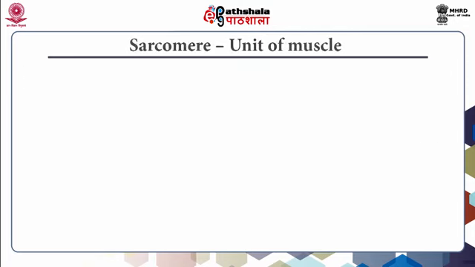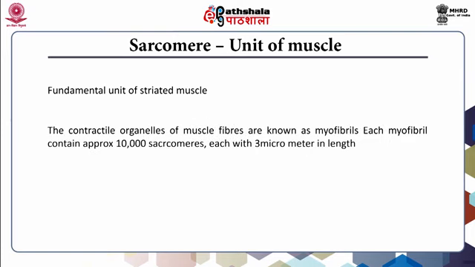Let us see what is sarcomere. Sarcomere is the unit of muscle and it is a fundamental unit of striated muscle. The contractile organelles of muscle fibers are known as myofibrils. Each myofibril contains approximately 10,000 sarcomeres, each with 3 micrometer in length.